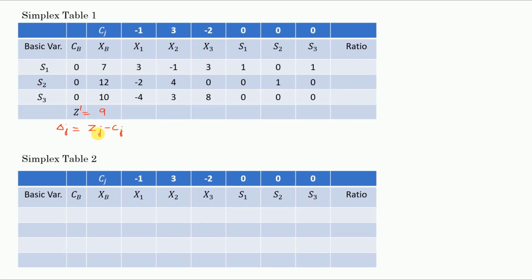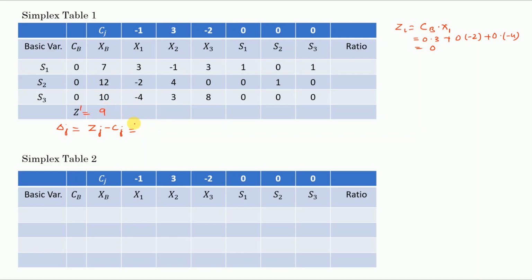Now what is Zj? Zj is basically the dot product of Cb and the jth column. For example, if we wish to calculate delta 1, how can we calculate Z1? Z1 means Cb dot x1, that is 0 into 3 plus 0 into -2 plus 0 into -4. So this equals 0. So this is Z1.